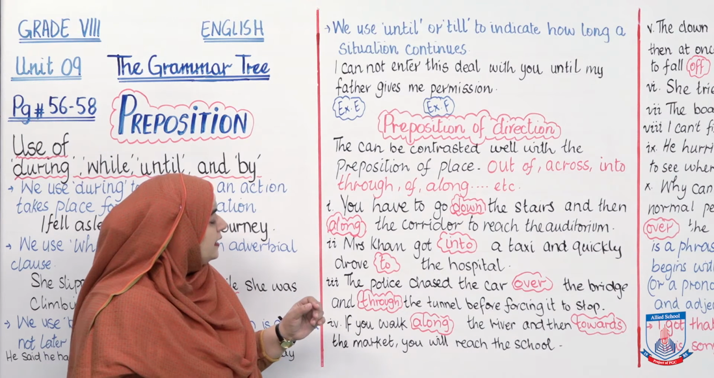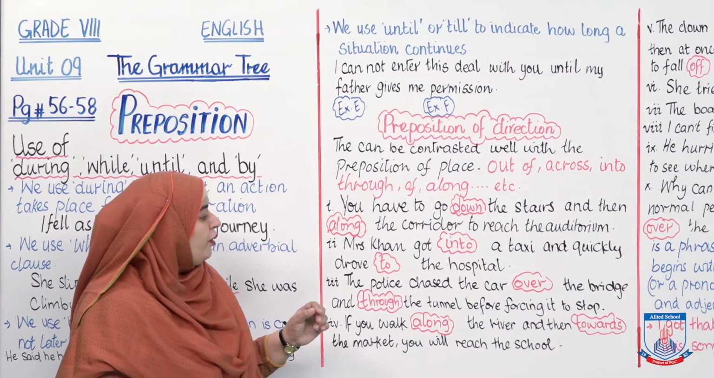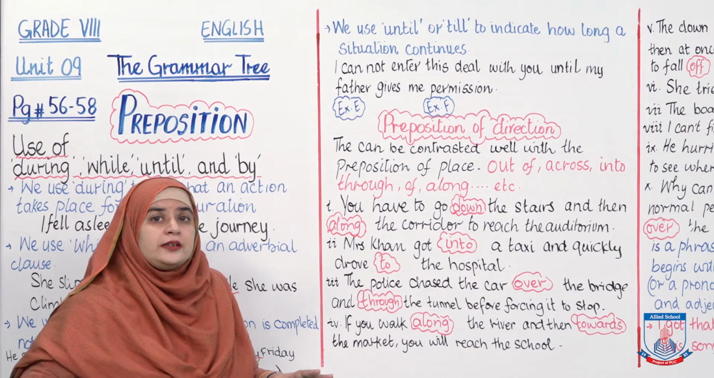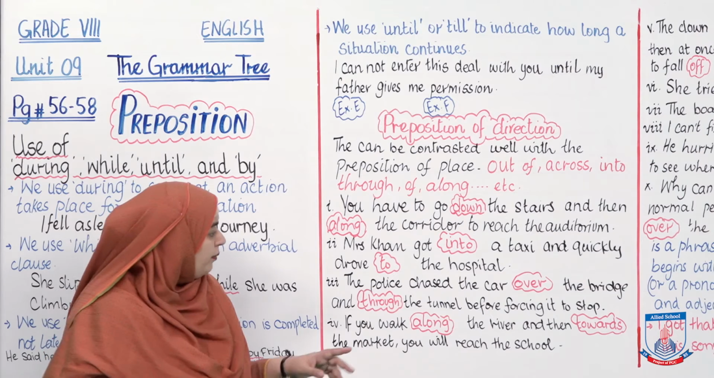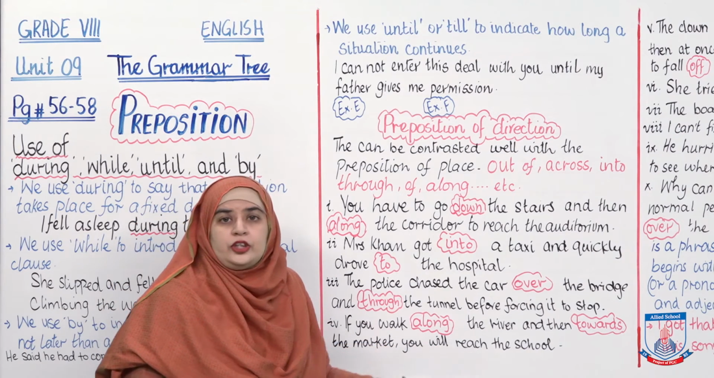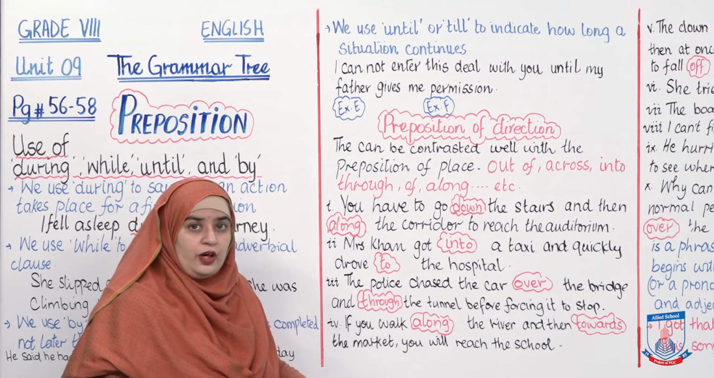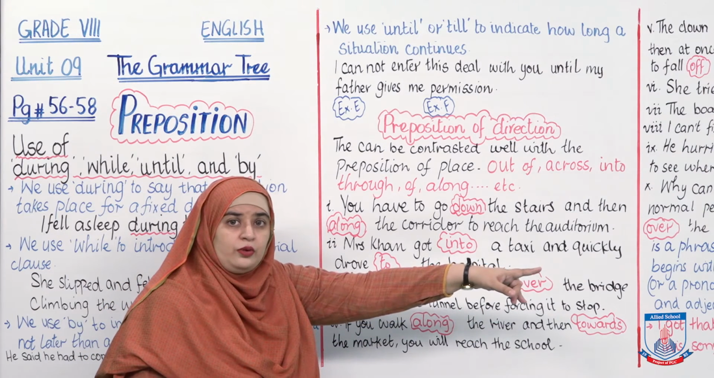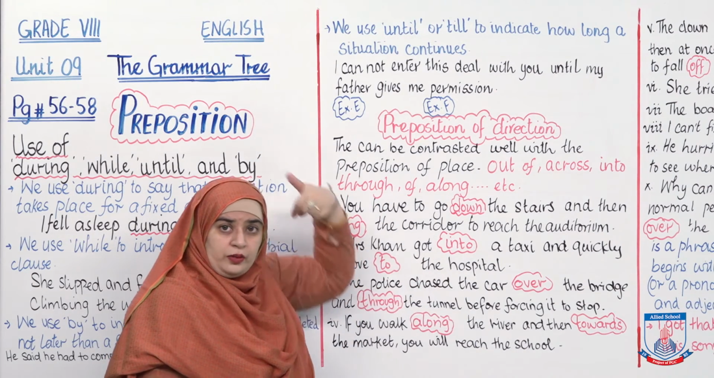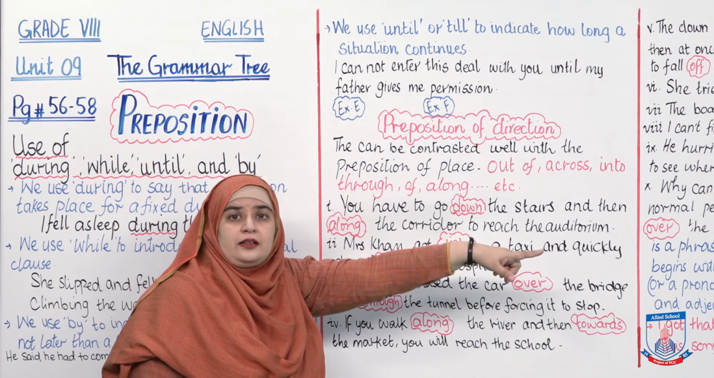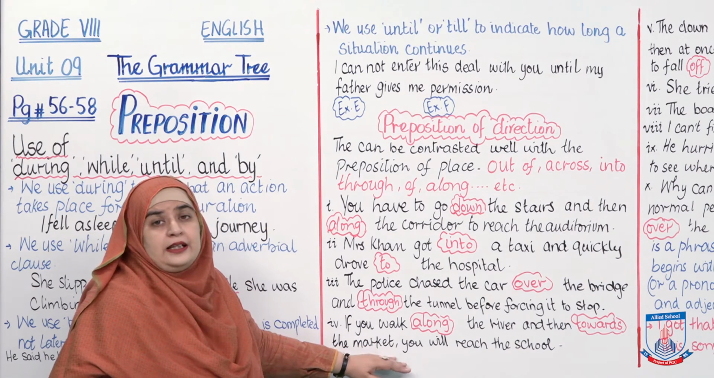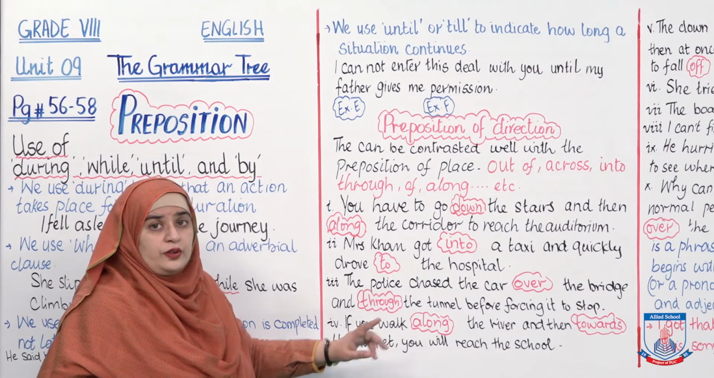The police chased the car over the bridge and through the tunnel before forcing it to stop. The police is chasing some criminals and this is how they have stopped them. If you walk along the river and then towards the market, you will reach the school. This is the river you have to walk along and that is the market and you have to move towards that. That is the bazaar. You don't have to walk along and move in that direction, but you have to move towards that direction, right? So these are all prepositions of directions. I have 10 sentences in this exercise. Let's move on to the fifth one.